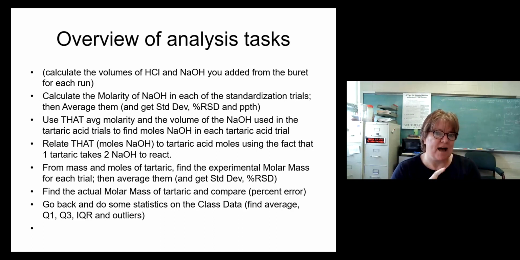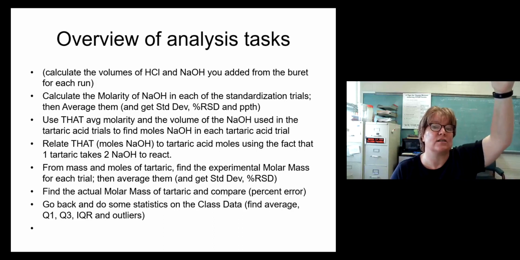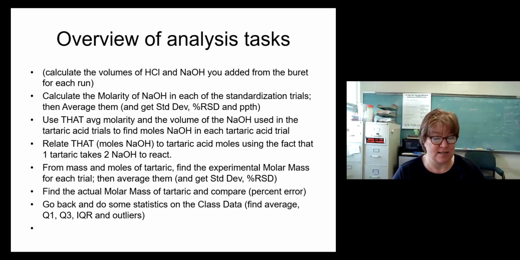Then we're going to go back, and now instead of taking just your 3 trials from the standardization runs, you're going to take the entire class's data of the standardization runs, and we're going to do some statistics on it. We really can't do the statistics with 3 trials. To do statistics, you really should have at least 5 trials. And honestly, statistics work better when we have like 10 or 11. So we'll talk about what to do. Let's kind of go through, again, those first calculations.